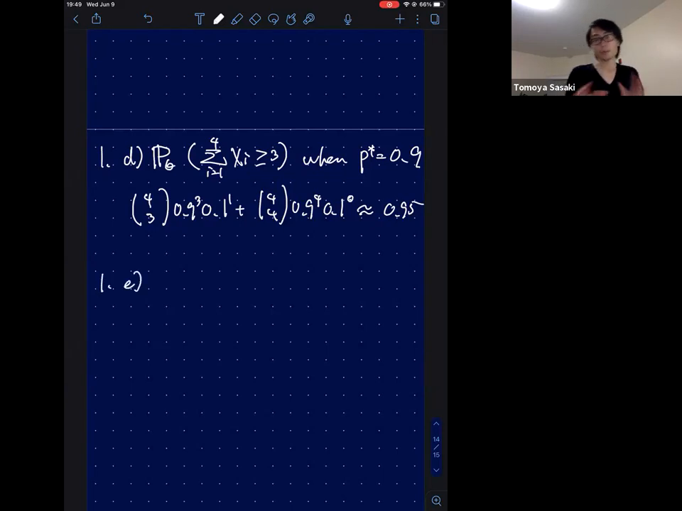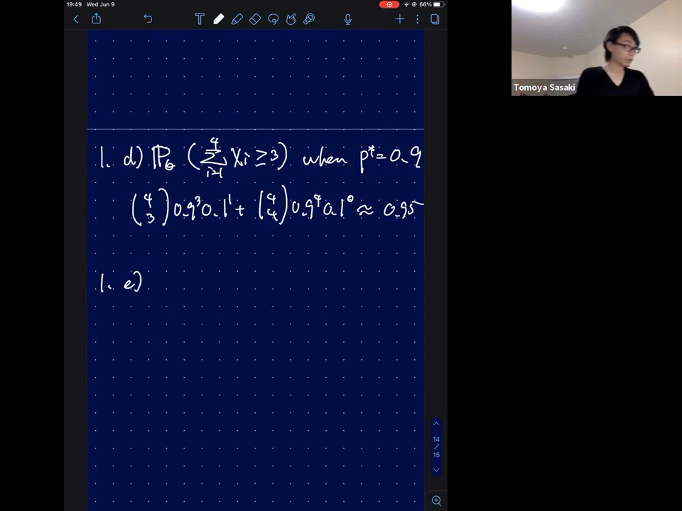So 1C and 1D are actually a very similar thing, but in 1D you're computing something under this H1, whereas usually you only compute this kind of quantity under the null. So this 1D is just for practice.